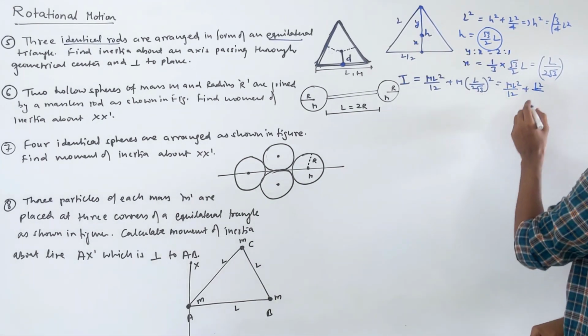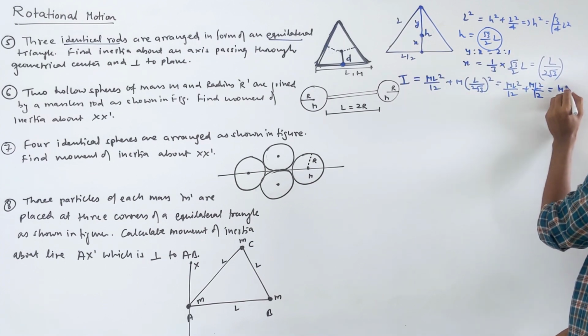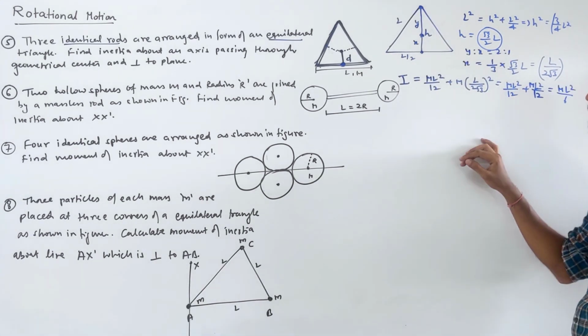3. So this becomes what? 12. So this becomes what? Sorry, m is missing here. ml square by what? 6. Check the calculations, because I may have made a calculation mistake.